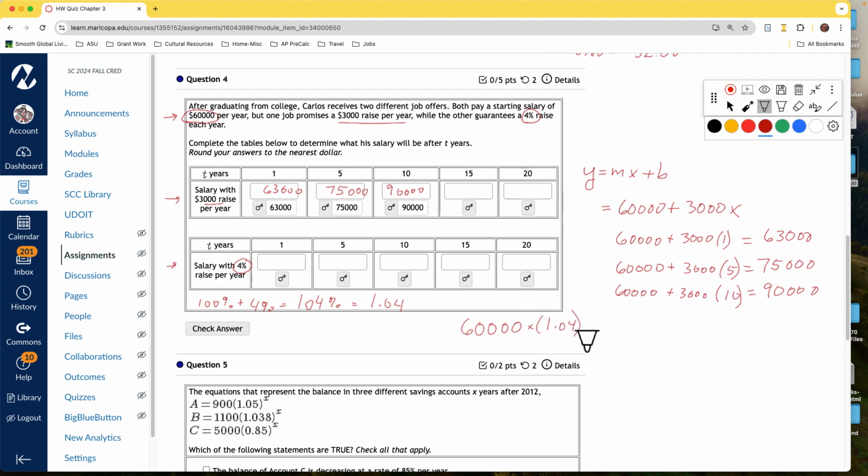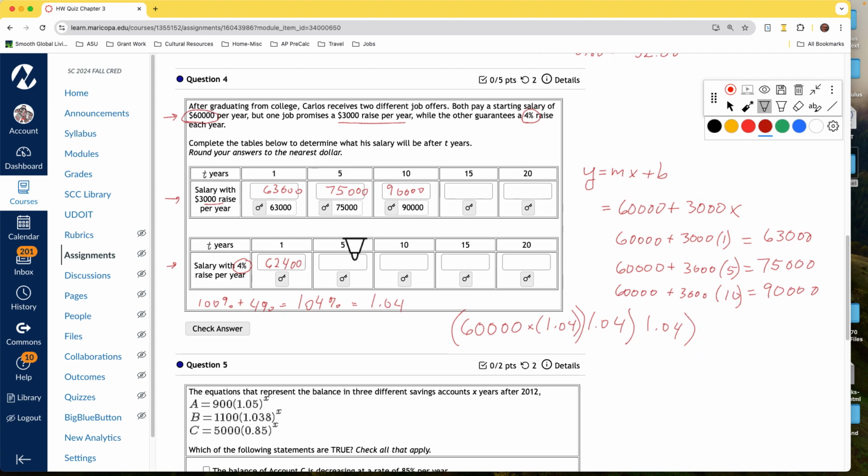And we're going to say, well, let's just do it this one time. So for 1 year, 60,000 times 1.04, what does that give us? We come up with 62,400. The next year, what do we get? We get this amount with a raise of 1.04. And each year, we just kind of keep multiplying by 1.04.